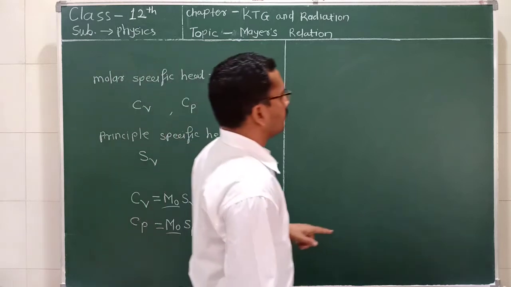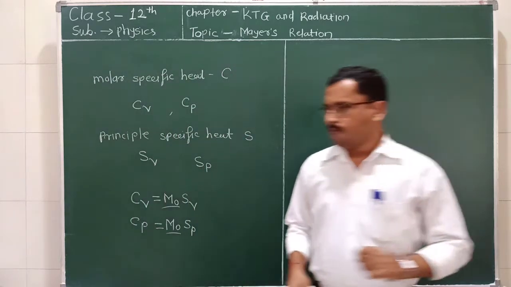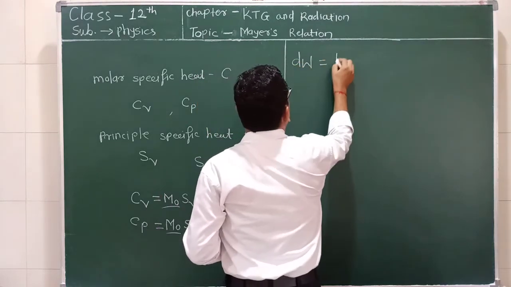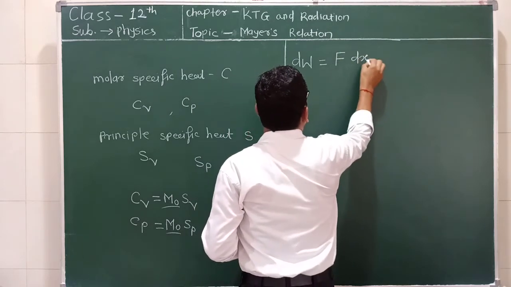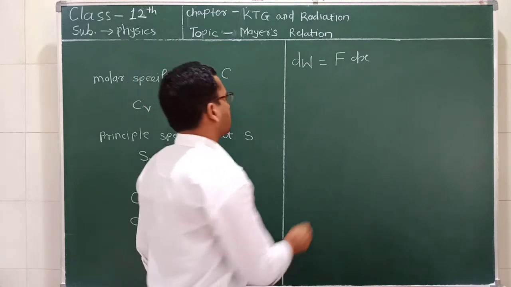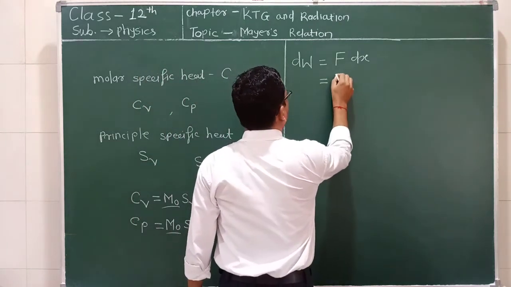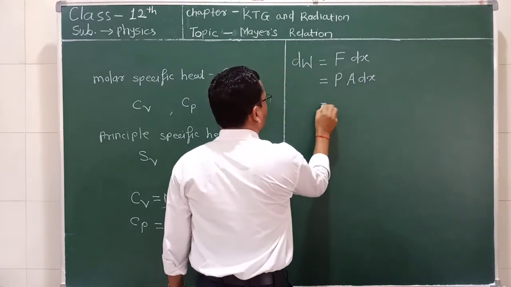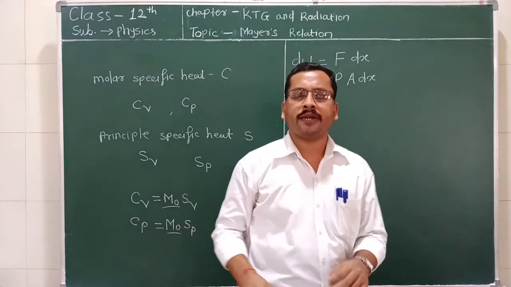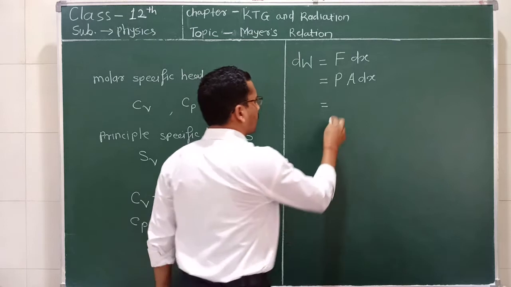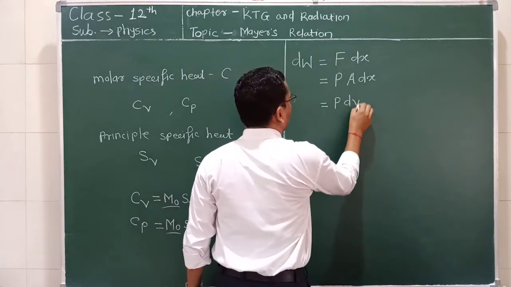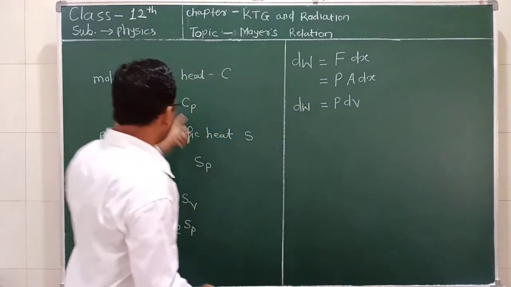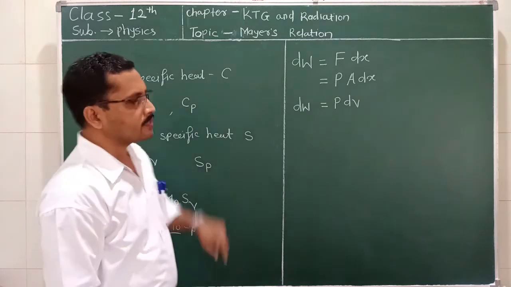Before starting Mayer's relation, we know that the work done dW to displace an object by an amount dx is equal to F into dx. Now, we can write F as pressure multiplied by area. But what is area multiplied by displacement? Area multiplied by displacement is nothing but the volume. So we can write P multiplied by dV. This relation and the two earlier relations we are using in Mayer's relation.